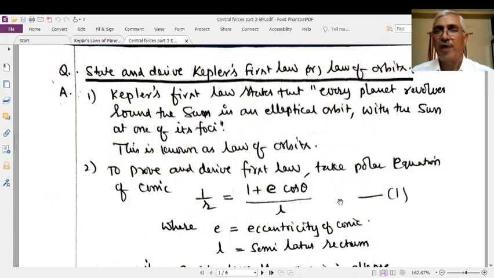That's why what we have to prove? We have to prove that the path followed by the orbits is an ellipse. We have to prove that the orbit followed by the planet is an ellipse. We have to prove it. Okay, that is our target.